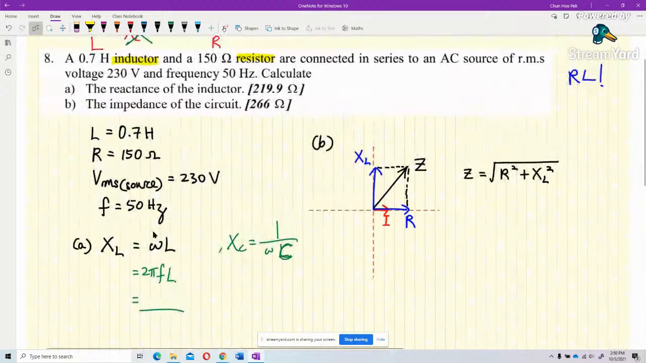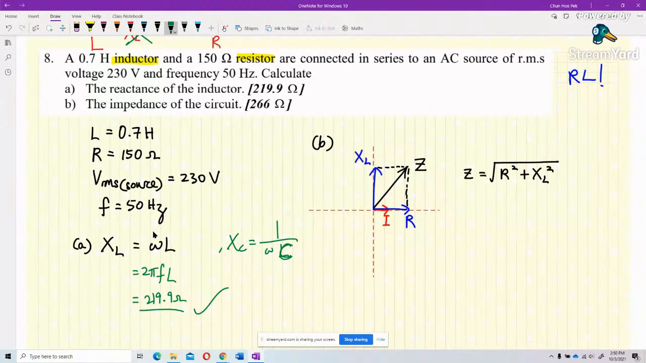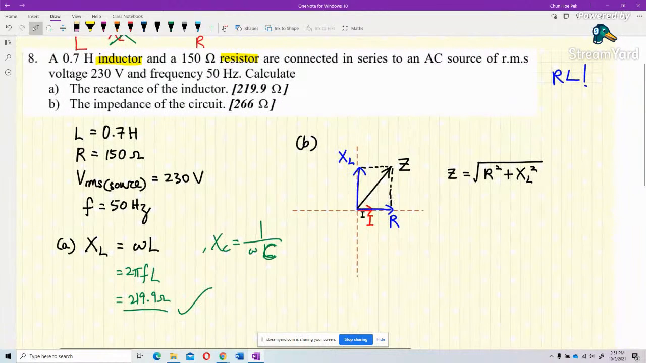I calculate 219.9 ohm. That's the answer. Impedance, come on. I just draw this, XL, no need for explanation. So by the Pythagoras theorem, you get the answer 266 ohm. Okay, let's move on to the next question.